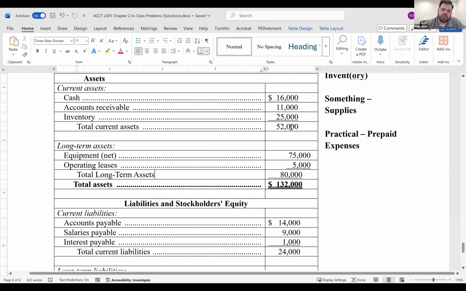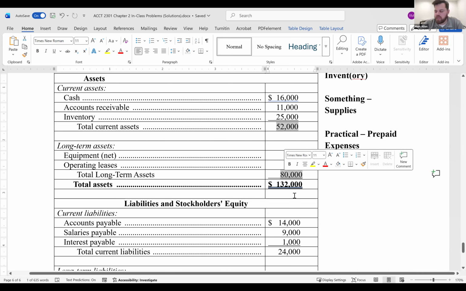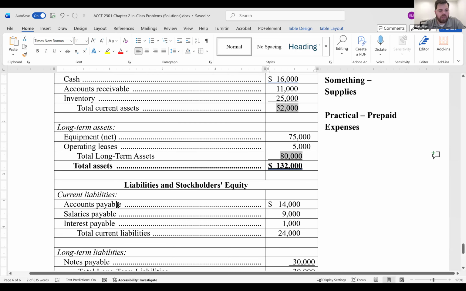And then our total assets are the sum of the 52 and the 80. So 52 plus 80, of course, is $132,000. Next, we do our current liabilities. We had 3: accounts payable, salaries payable, interest payable, all having that keyword of payable, all being due within less than a year. And so we see our current liabilities are only $24,000.